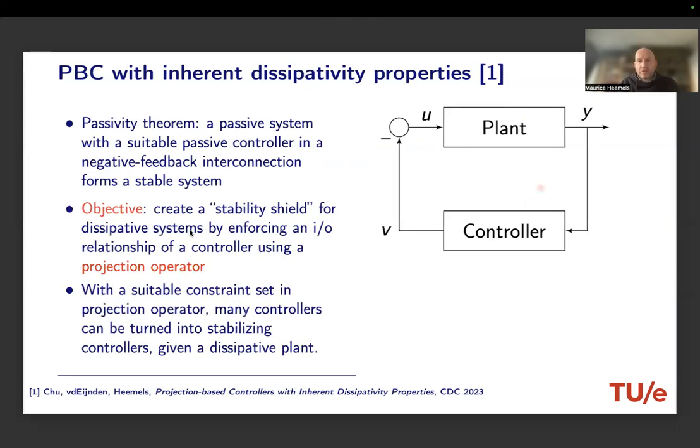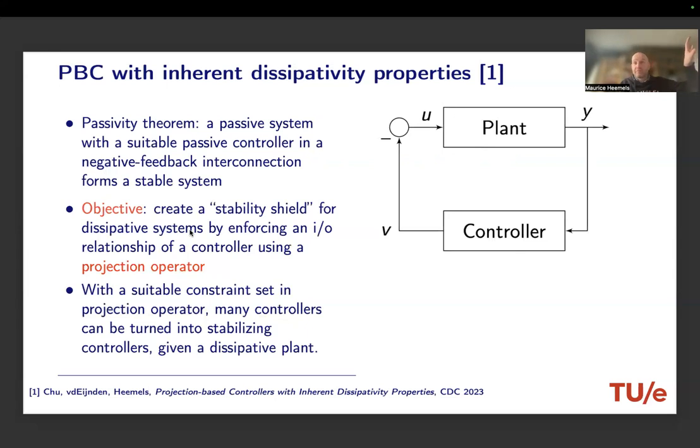So what we now want to do is, so we have a plant with a certain dissipativity property, can be passive, strictly output passive, can be a small gain, right? So we know that this has a certain gain property. How can we take a controller and put a smart projection around this, such that we are sure that the closed loop configuration is actually stable? Right, so that's the idea.